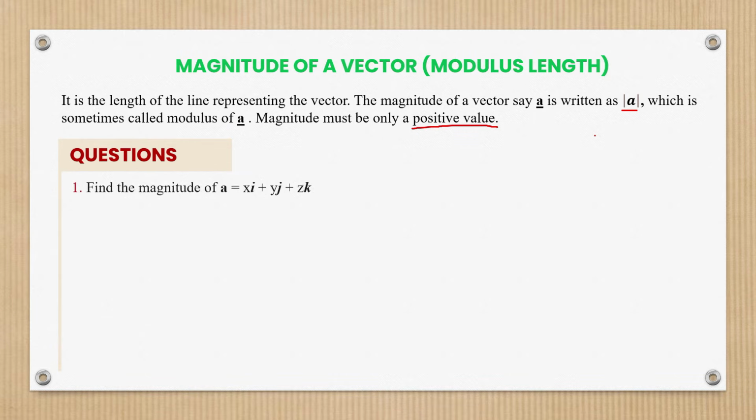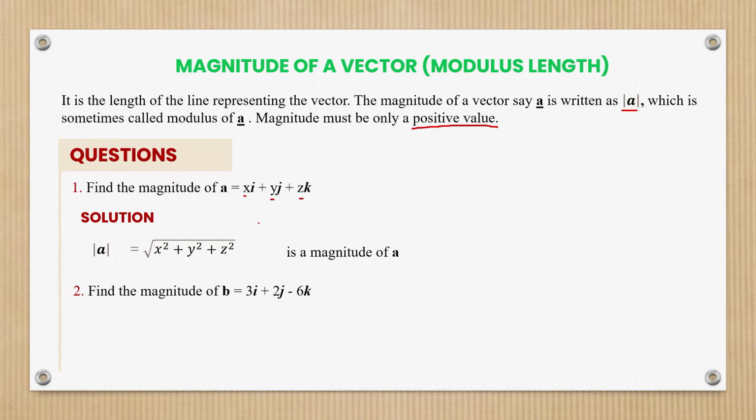Let's look at some questions. We're being told to find the magnitude of A, which is equal to xi plus yj plus zk. So this is actually a 3-dimensional vector. Alright, so the magnitude of this vector A is going to be found by taking the square root of the sum of the squares of its components. So what are its components? The components are x, y, and z. So we're getting the sum of their squares and finding the square root of that sum. So this is the magnitude of A.